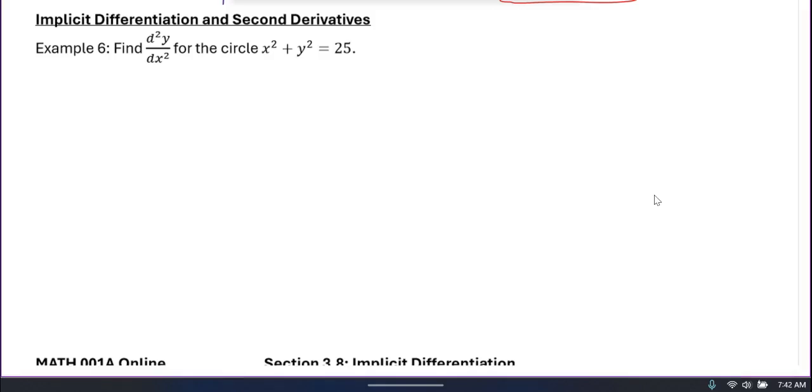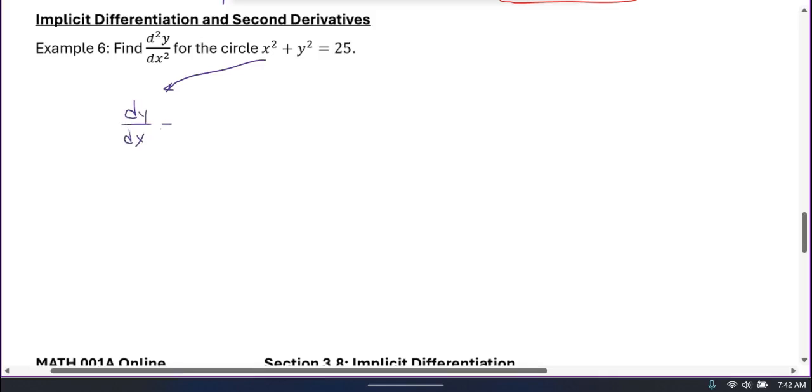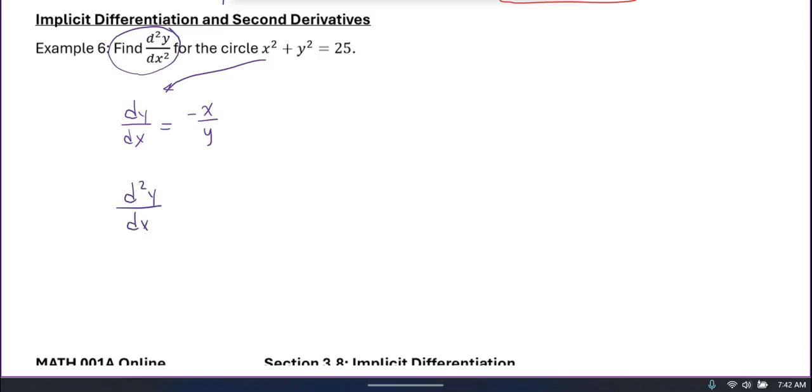Okay, hopefully you've tried that. And so let's pick up where we would have been from the previous point. We already found the derivative of this to be negative x over y. So if you want the second derivative, we remember from before, that just means take the derivative of the derivative. Great, let's do that. We're going to look at the derivative we already have.